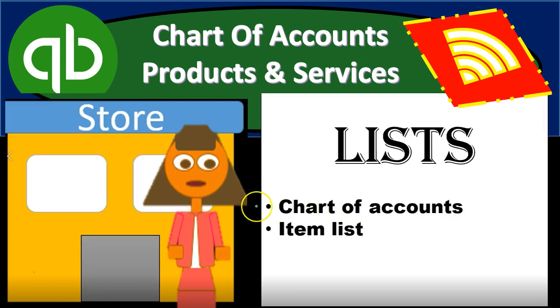We still have, of course, the chart of accounts, and we'll take a look at that. The item list is what we call the products and services on the desktop version. So if you're talking to someone on the desktop version versus the online version, and they're talking about item lists, that's going to be the same function, the same input, the same items that are needed in the products and services.